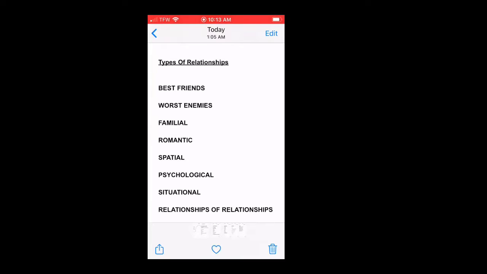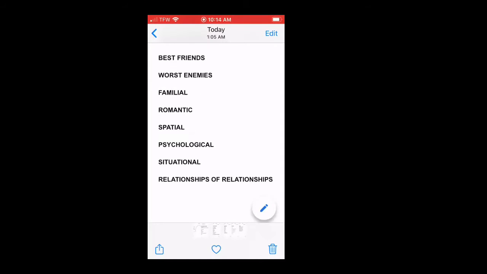It could be a spatial relationship, which I said that because it's a relationship you have due to the proximity you have to another person. For instance, a student and teacher, they're in a classroom together, automatic relationship. You have classmates, you can have roommates, coworkers, doctor-patient, something like that.